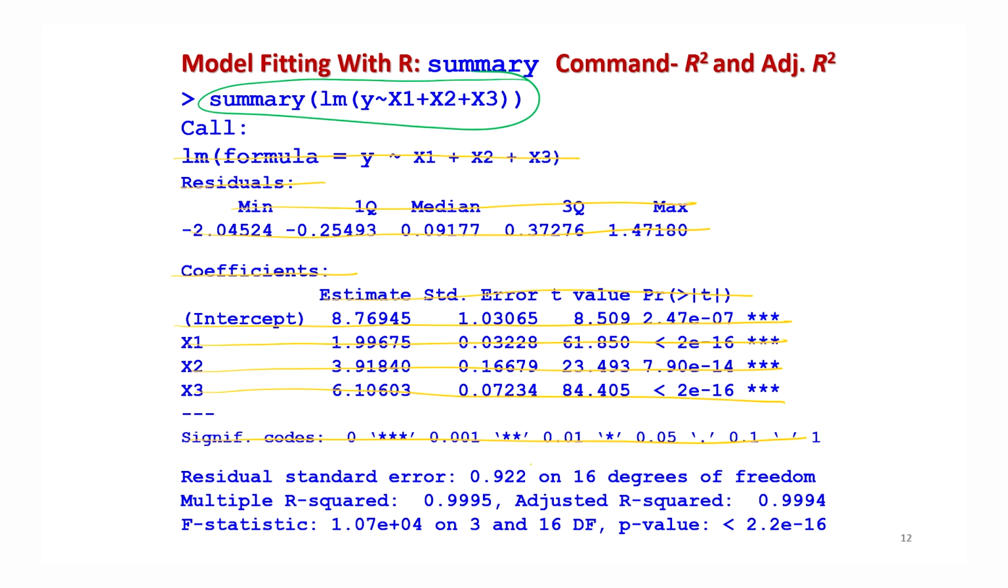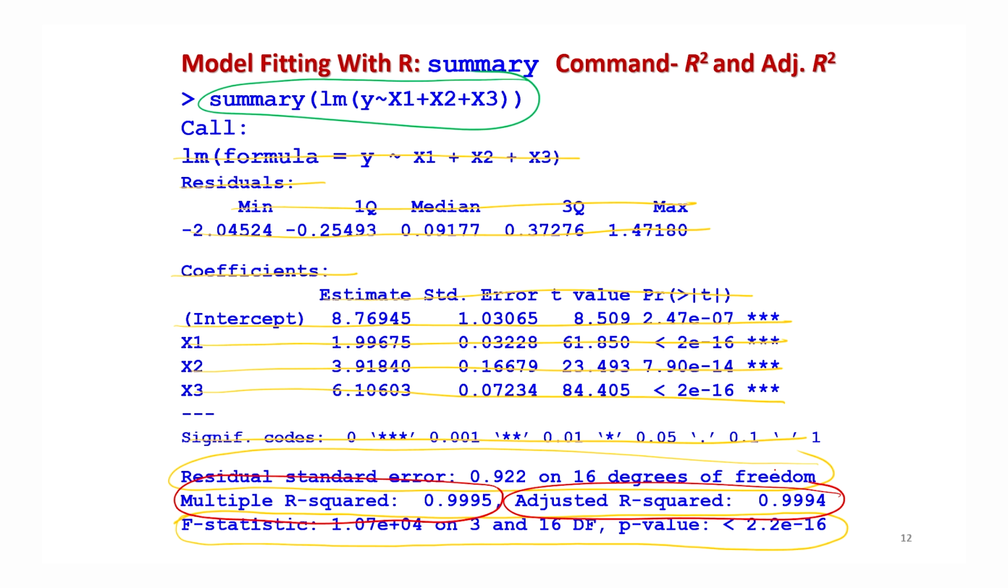Residual standard error with 16 degrees of freedom, this you already have done in the case of analysis of variance. Then F statistics with degrees of freedom and p values, that you already have done in the case of analysis of variance. So the only part which is left here is this. Now I'm highlighting it, circling in red color, multiple R square and adjusted R square, which are given here.